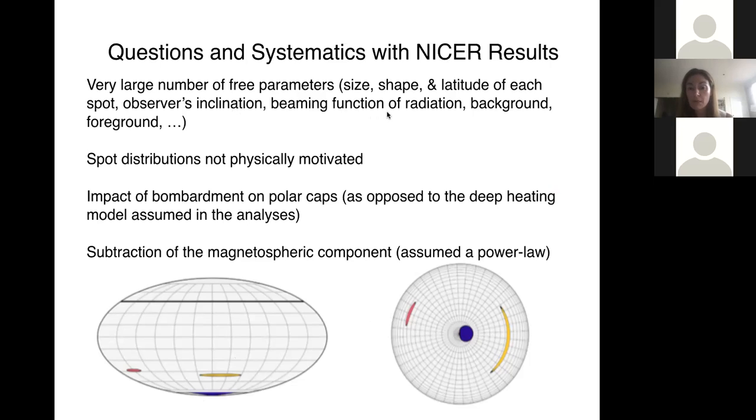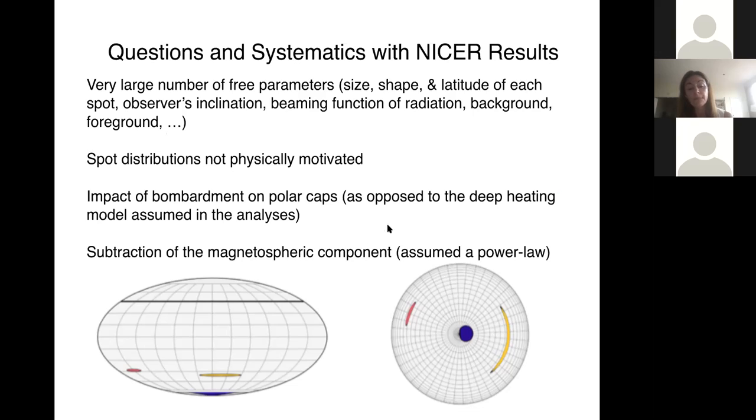You don't know the beaming function of radiation. You don't know your background, because NICER does suffer from energy-dependent backgrounds. And more importantly, you don't know your foreground, which is the magnetospheric emission. These are pulsars after all. So in order to get to the surface emission, you need to subtract the magnetospheric component, which is typically assumed to be a power law. But the results are sensitive to the subtraction of that component pretty seriously.